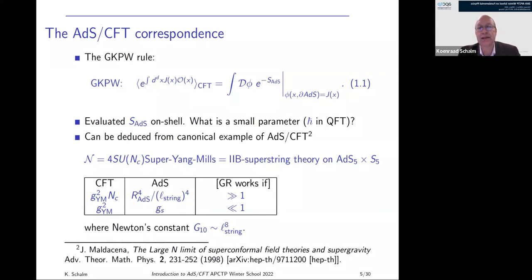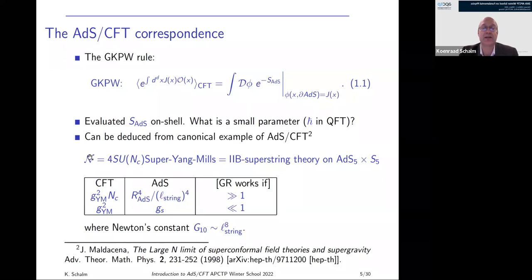This small parameter can be deduced from the canonical example of AdS/CFT. This 2 here is a footnote. It's not CFT squared, just to make sure. So the canonical example, in other words, the first example of AdS/CFT was derived from string theory by Juan Maldacena. This is the famous first example, and it equates N=4 SU(N) super Yang-Mills theory with type 2B string theory on AdS5 x S5.